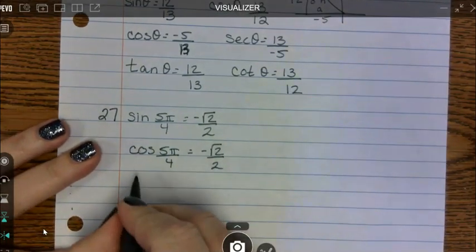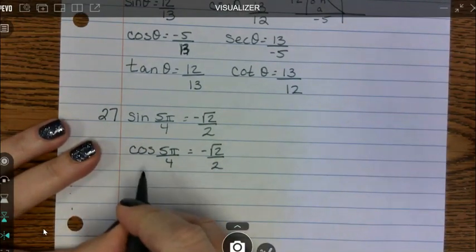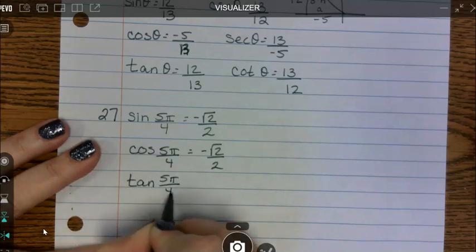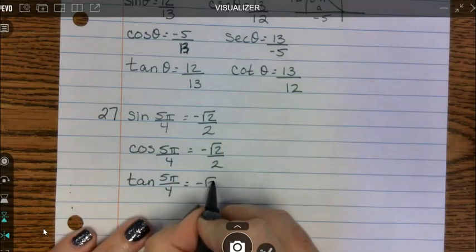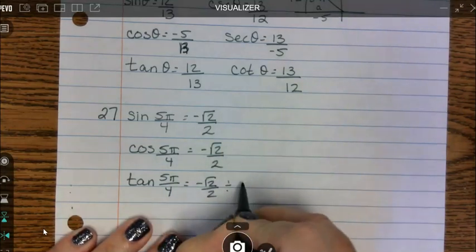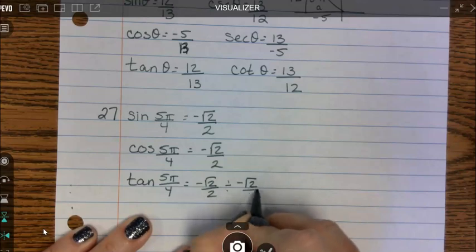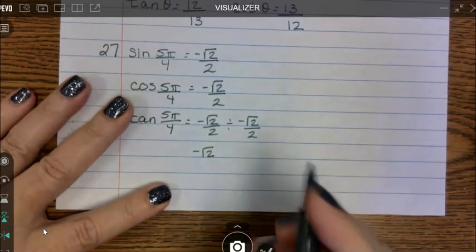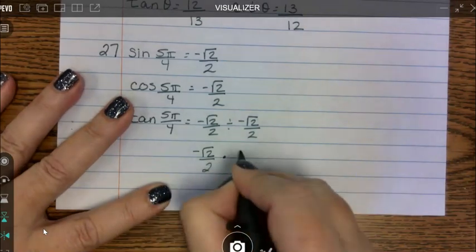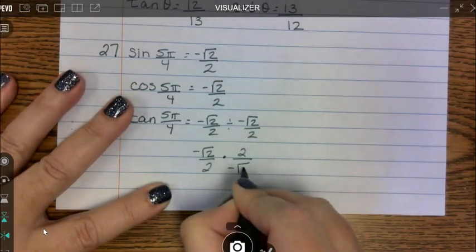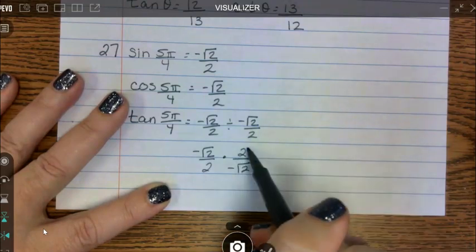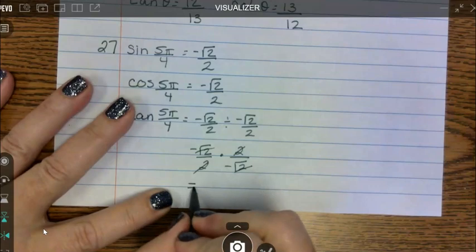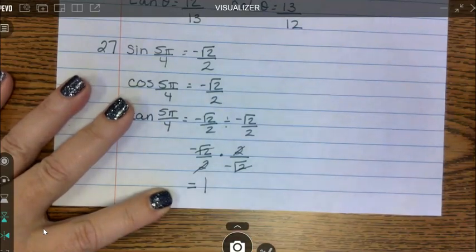Tangent of 5 pi over 4. So it's going to be sine divided by cosine. Keep, change, and flip. Notice what happens. The 2's cancel and the square root of 2 cancels. So my final answer here is 1.